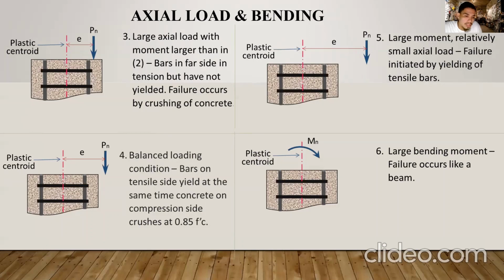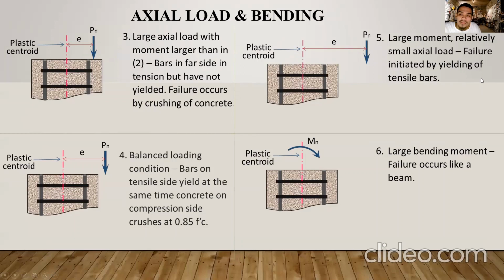So, number 4, balanced loading condition: bar in tension yields at the same time, concrete in the compression side crushes at 0.85. So, ito ay yung nasa labas na, pero kasi maging balance na yung loading condition niya. So, okay na, tensile yield. At the same time, yung concrete compression niya sa side, hindi na sa side nagka-crush, pero hindi na totally nagkakaroon ng failure, di mismo sa loob ng volume.